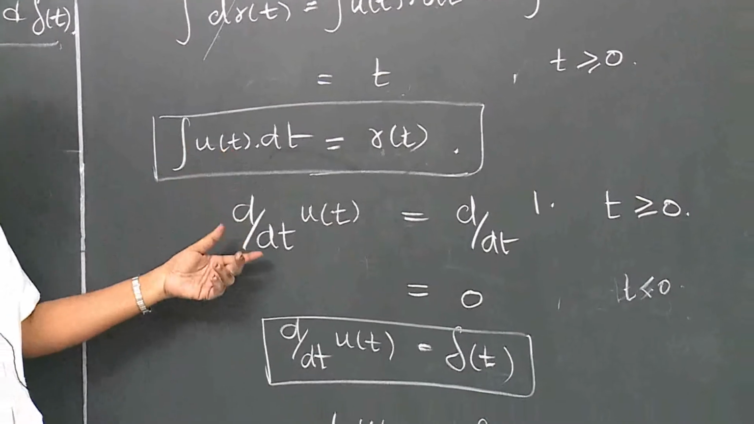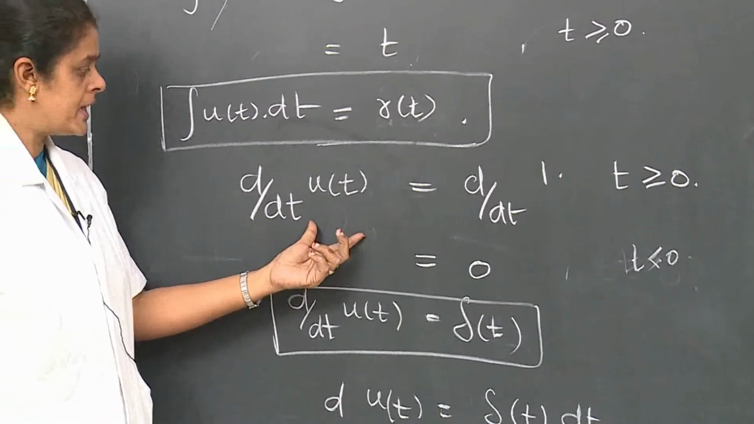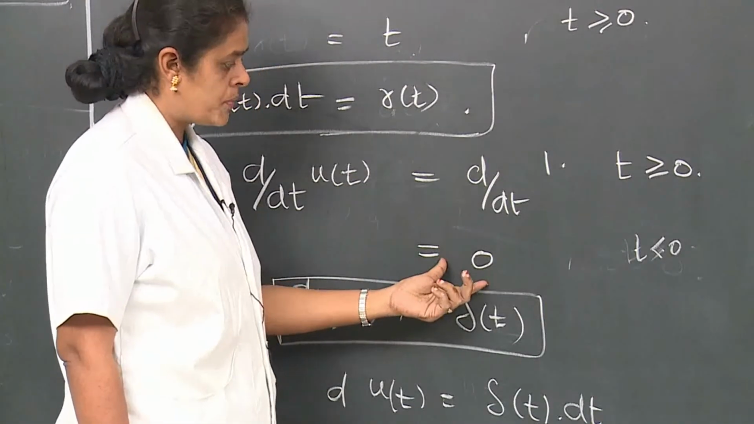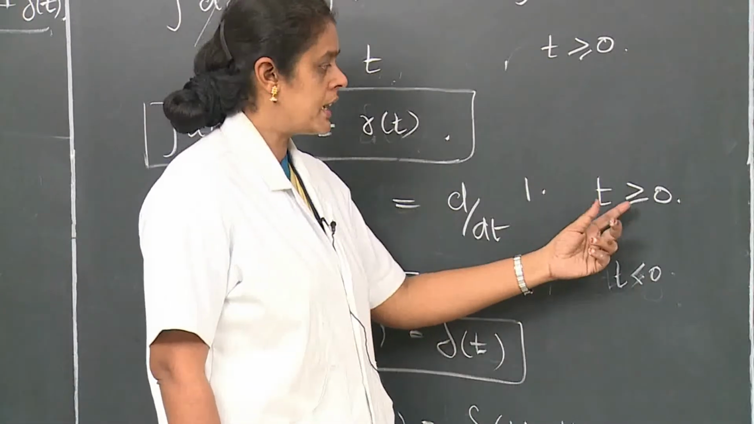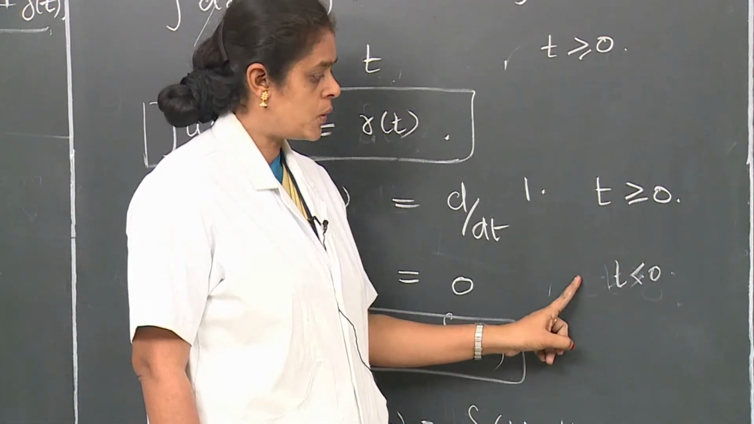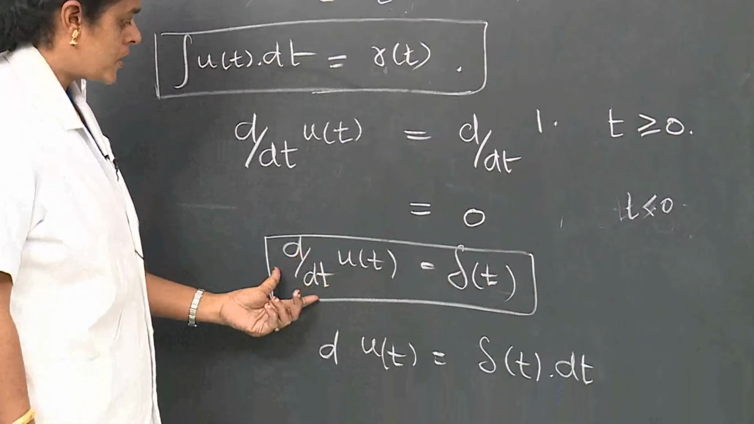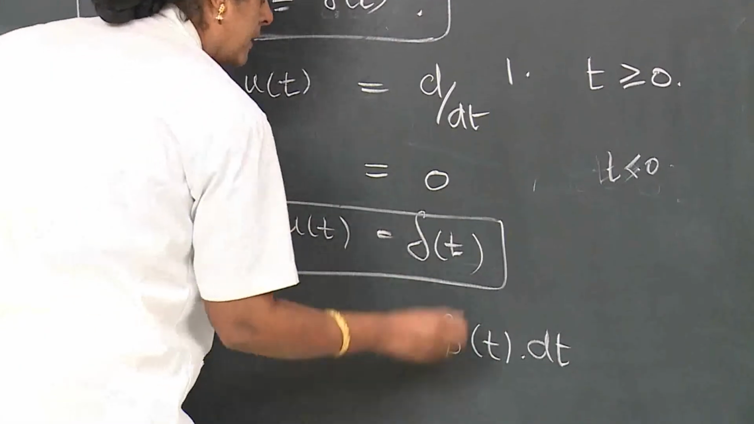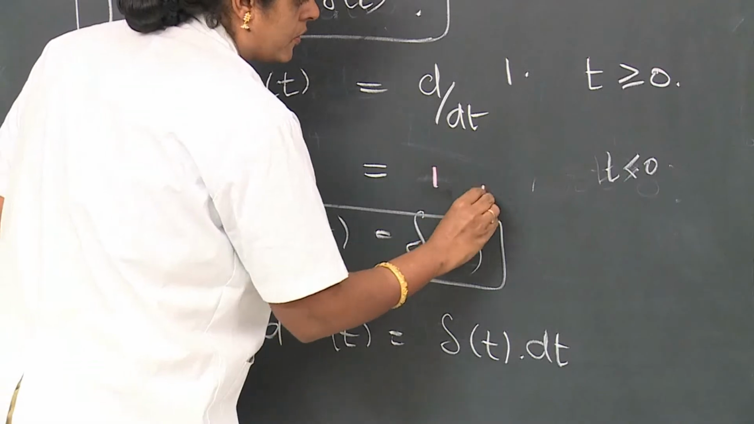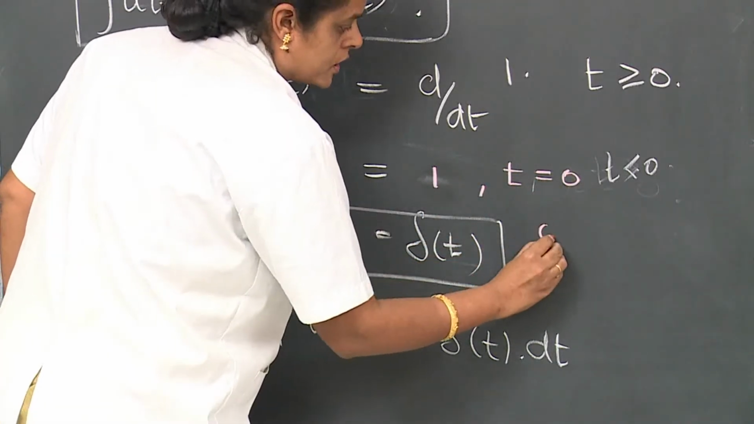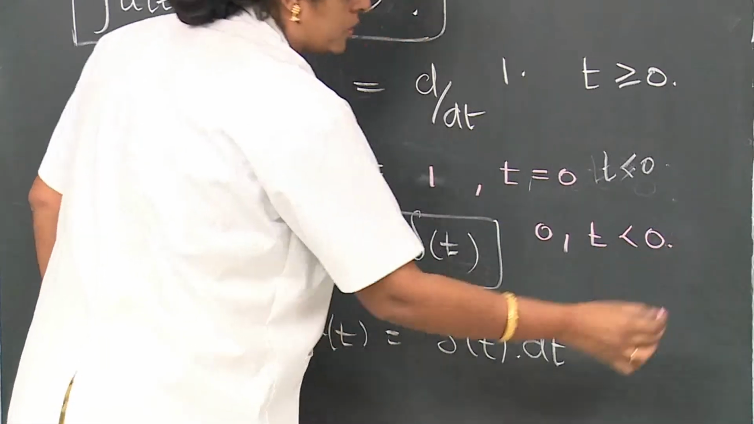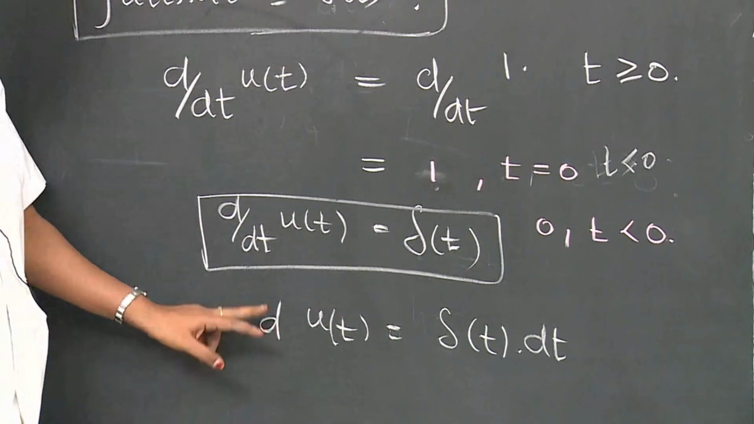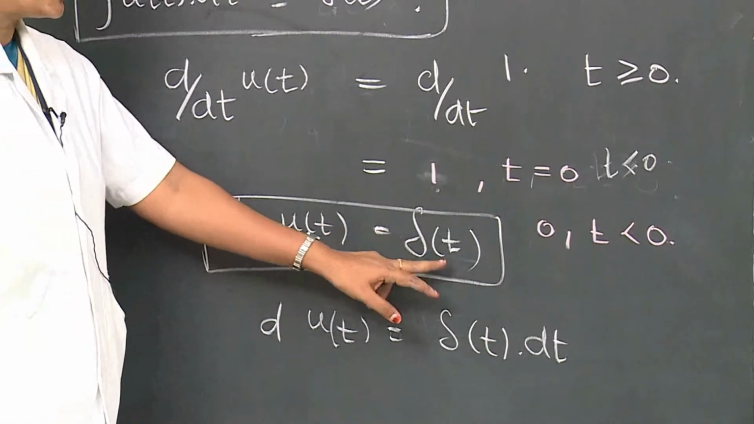The next step, differentiation of the unit step signal. What will be the answer? Differentiation of u of t is equal to 1, and differentiation of 1 equals 0. That means the limits have to change. So t greater than or equal to 0 changes to t equal to 0 for 1. So d by dt of u of t equals del of t, right? That means 1 for t equal to 0 and 0 otherwise. At t equal to 0, del of t equals 1. So differentiation of u of t, the unit step signal, is equal to del of t.